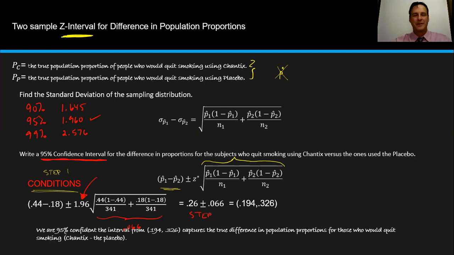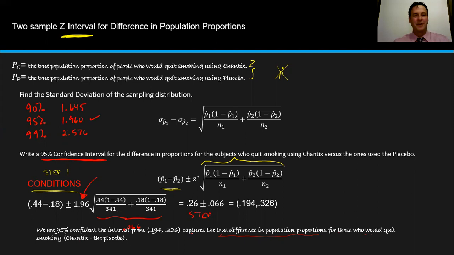And then finally, we want to write a sentence. The sentence reads, we are 95% confident the interval from 0.194 to 0.326 captures the true difference in population proportions for those who would quit smoking, and it gives a good direction. Okay, I said Chantix minus the placebo. This is more representative of the alternative way of writing the null and alternative hypothesis, where you have those set equal to 0, and it may fit that description a little bit better, but this is how that one would go.